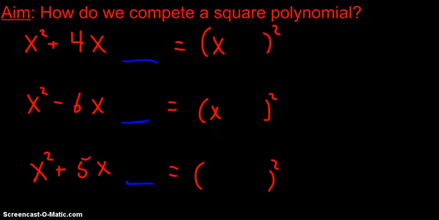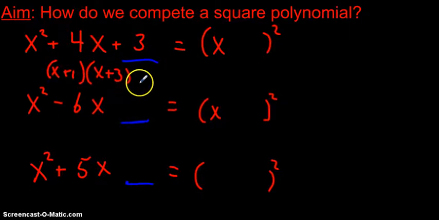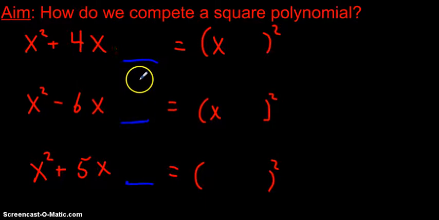And the reason why that matters is because let's imagine that we put a 3 here. This does not factor to be anything squared. That factors to be x plus 1 times x plus 3, which factors, but it's not a perfect square polynomial. Alright, so to complete the square, we have to look at the area model.